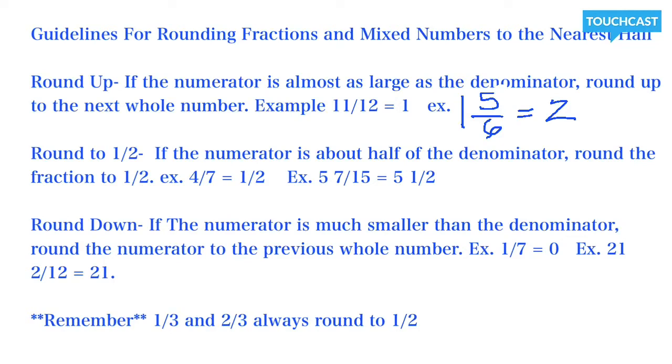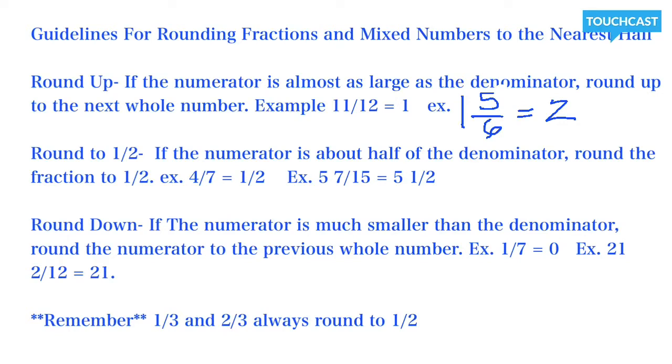Now, what is the rule for rounding to a half? If the numerator is about half of the denominator, round the fraction to a half. For example, with the fraction 4/7, half of 7 is 3.5. So 4 is very close to half of 7. So that would round to 1/2.